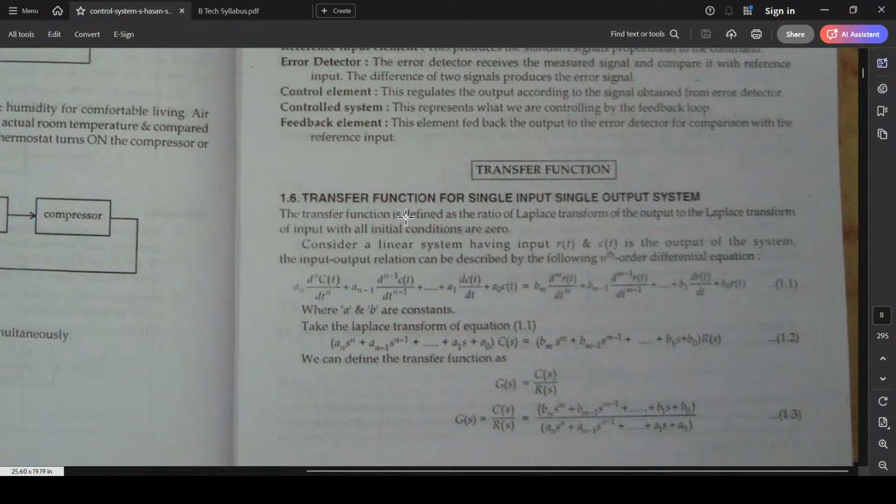Now, studying of the transfer function. But wait a minute.